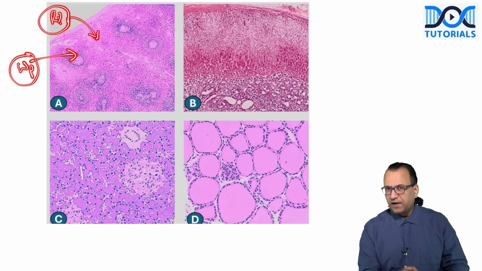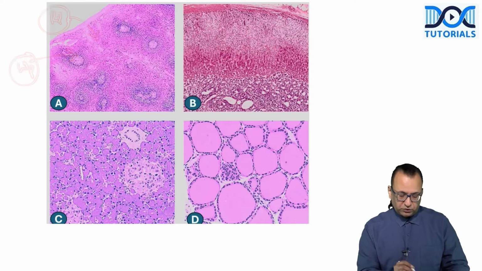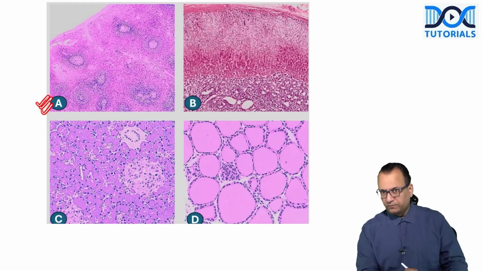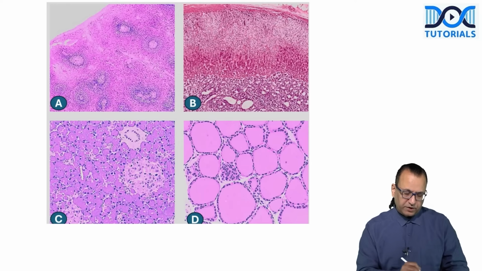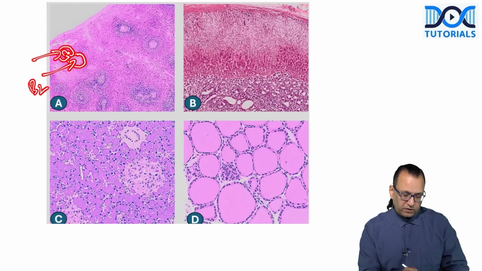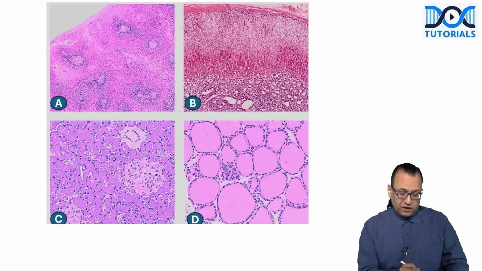Spleen is a lymphoid organ and it is not an endocrine organ. So the answer of exception should be choice number A. We identified the spleen because you have these lymphoid follicles. There is a central arteriole. In the lymphoid follicles, you will have B lymphocytes. In the central arteriole, around that you will have periarterial lymphatic sheath, which will be T lymphocytes. So this is a lymphoid organ.